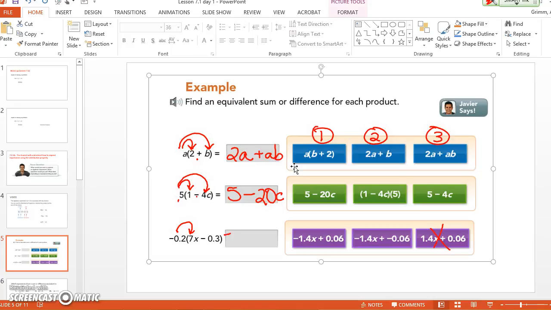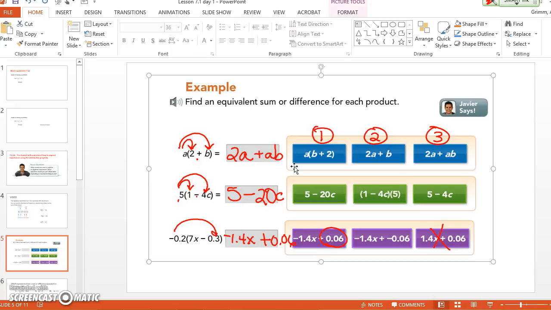Okay, so negative 1.4x. Now, you're taking a negative. What is this really? A negative. It's really a negative times a negative, which is going to make it a positive. So we're going to have another positive. So we have negative 1.4x plus this times this would be a positive 0.06. So it's that first choice. Except the positives and negatives, I think, are what are really going to hurt you guys on this.